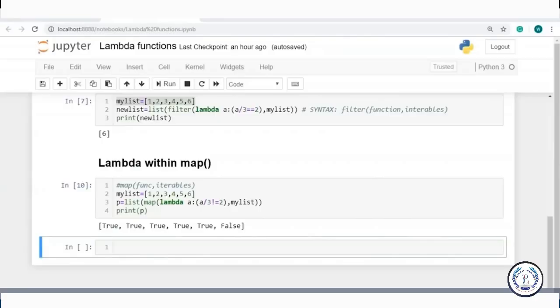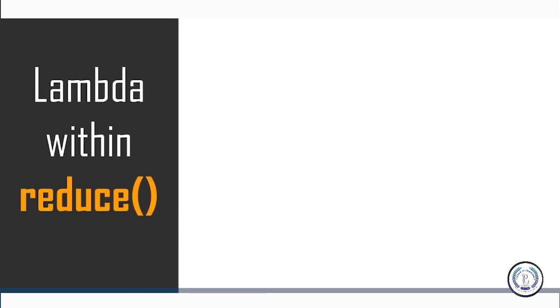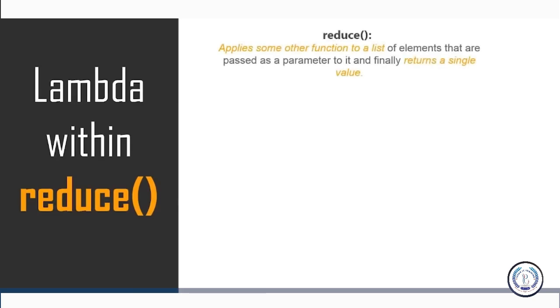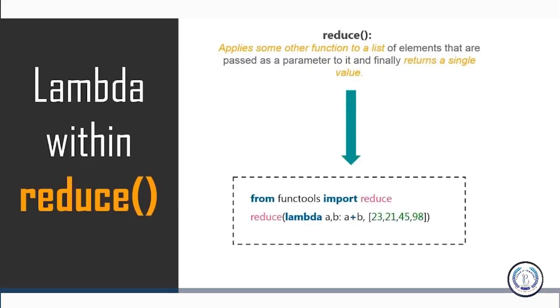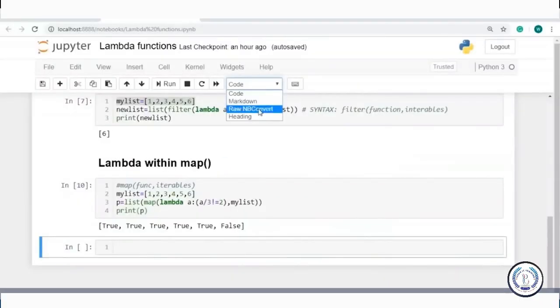Okay, now let me jump on towards our next topic, which is using lambda function within the reduce function. So guys, the reduce function is used to apply some other function that is passed as a parameter to it to a list of iterables, and finally it returns a single value. And to demonstrate this, I'll jump onto my Jupyter notebook again and I'll create a heading.